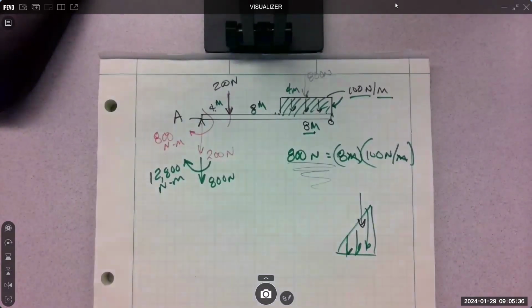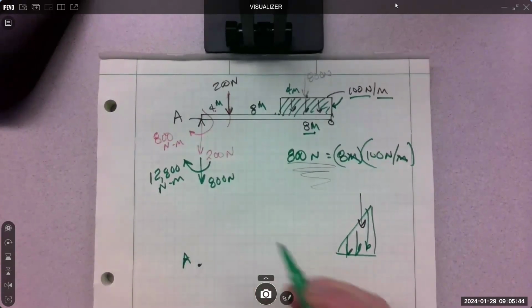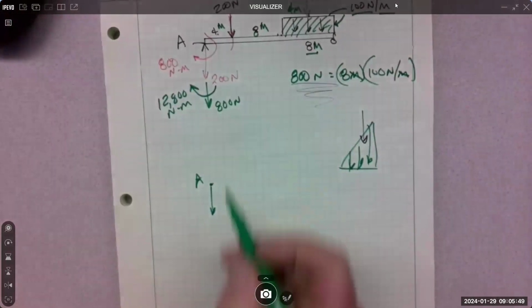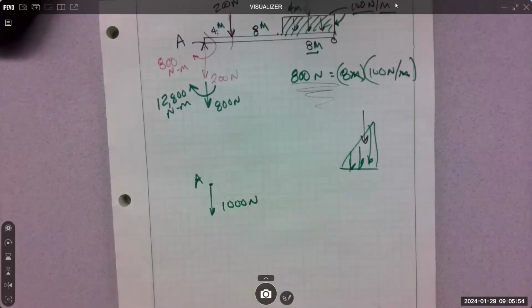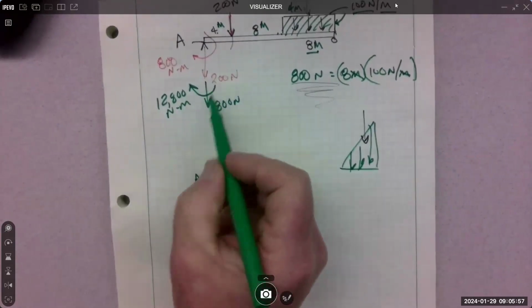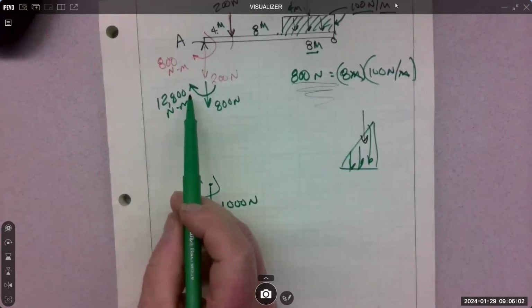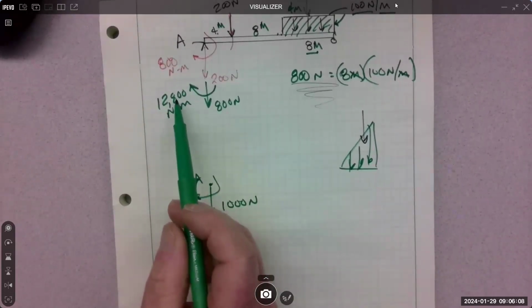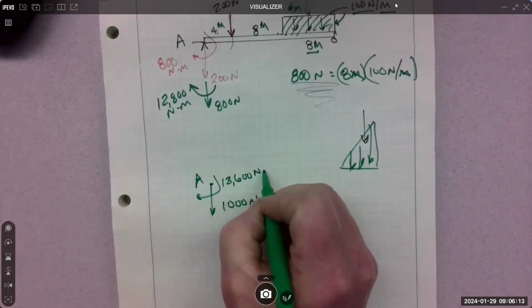All right. So now we've got it all over here, just like we did before. And now it's the same as we've done. We just add this up. So here's my point A. We've got 800 down, 200 down. So that means we have 1,000 newtons down. These are also additive. So our moments can become 12,800 plus 800, 13,600 newton meters.